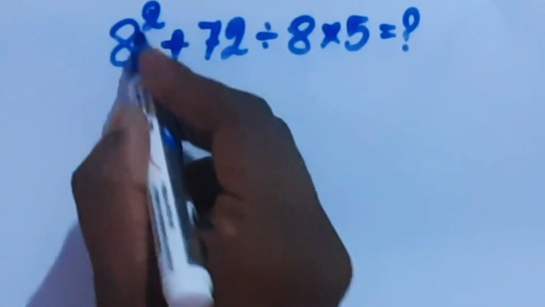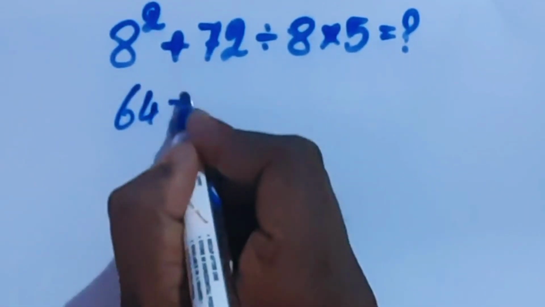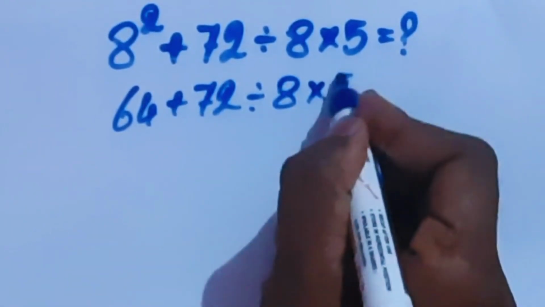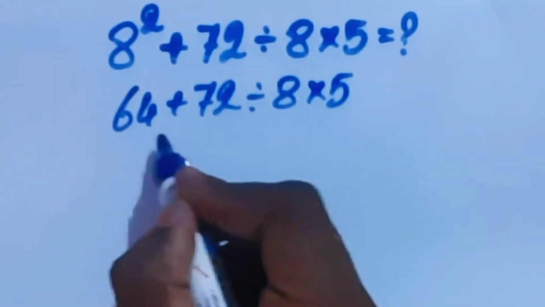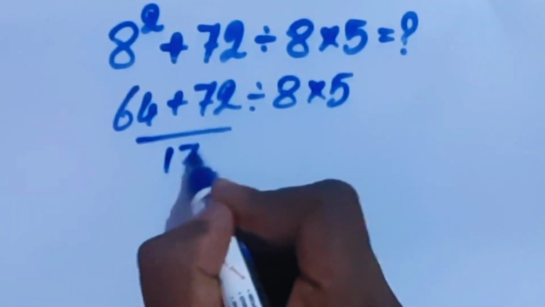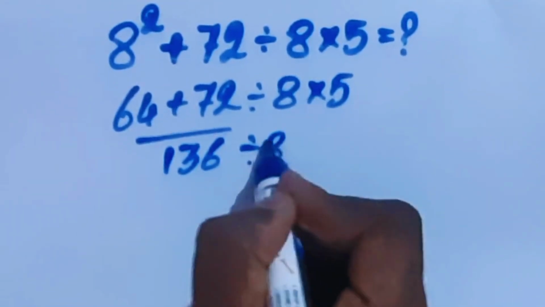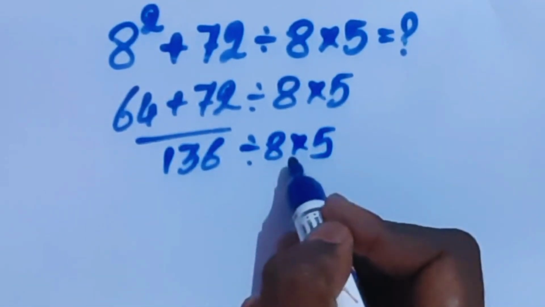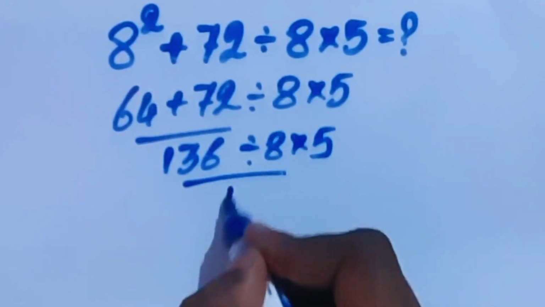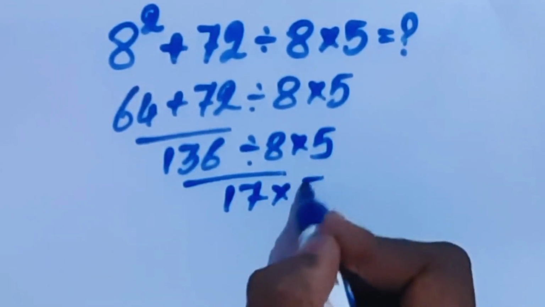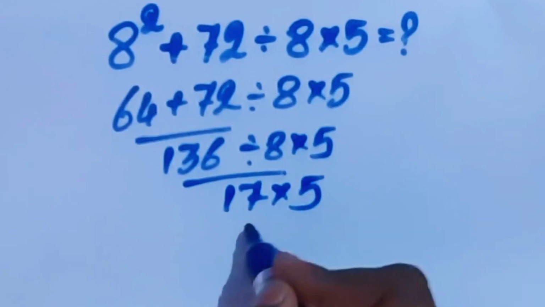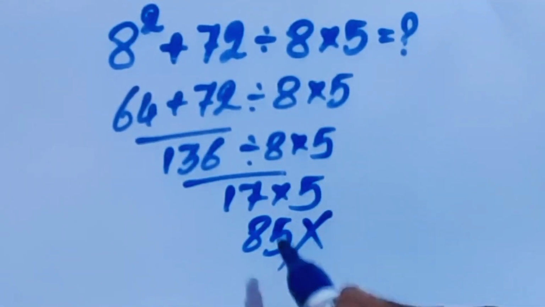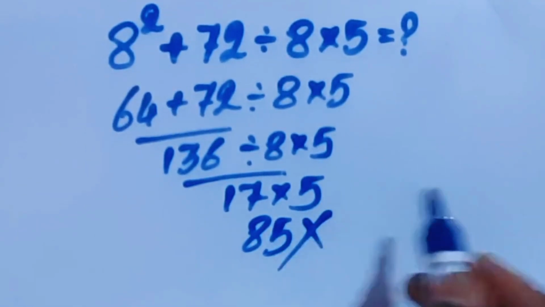Here, 8 squared is 64, plus 72 divided by 8 times 5. Now, this is 136 divided by 8 times 5. Now, 136 divided by 8 is 17, times this 5. Now, 17 times 5 is 85, which is the wrong answer as per the order of operations.